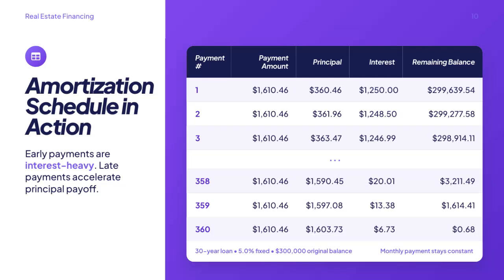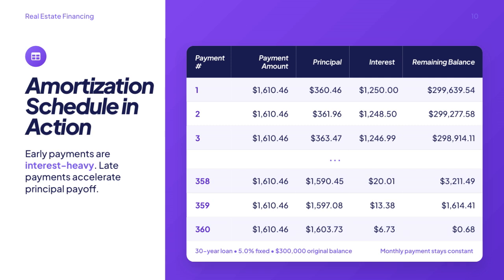Here we have a typical amortization schedule for a 30-year loan with a fixed 5% interest rate and an original balance of $300,000. As you can see, the monthly payment stays constant at $1,610.46 throughout the entire loan term. However, the breakdown between principal and interest changes significantly over time. Early payments are heavily weighted toward interest, with only a small portion going toward reducing the principal balance. For example, in the very first payment, just $360.46 applies to the principal, while $1,250 goes toward interest.